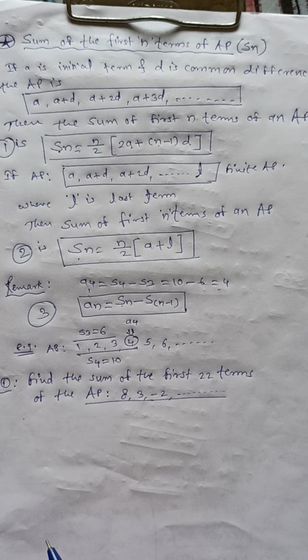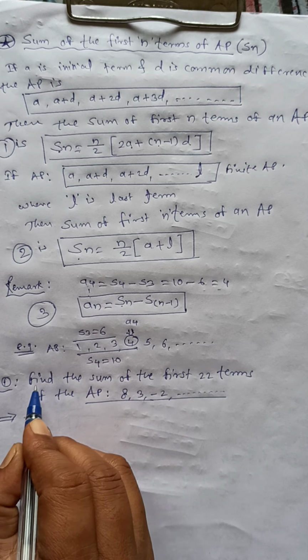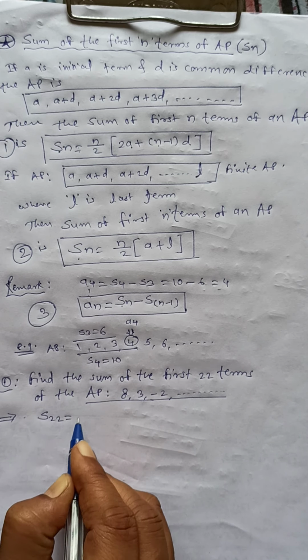Just after reading the question, at the very beginning, you have to find out what you have to find. So here, what do you have to find? Find the sum of the first 22 terms. That means you have to find out S22.